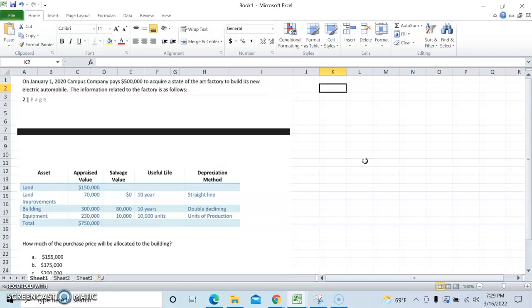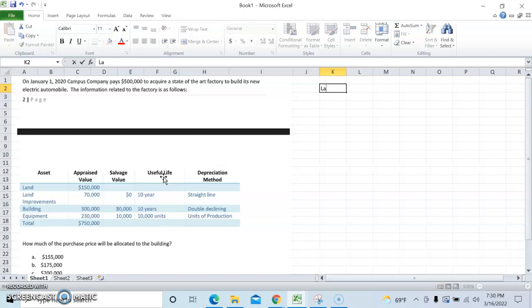So we paid $500,000 for all this stuff, and the appraised value is $750,000. So we've got to figure out how we're going to assign the land, land improvements, the building, and the equipment. What figures are we going to assign those to? A lot of stuff in here is used to throw you off. You don't need to worry about the salvage value, the useful life, or the depreciation method. All that is fluff. Ignore all that. We'll just worry about the appraised value and what we pay for the company.